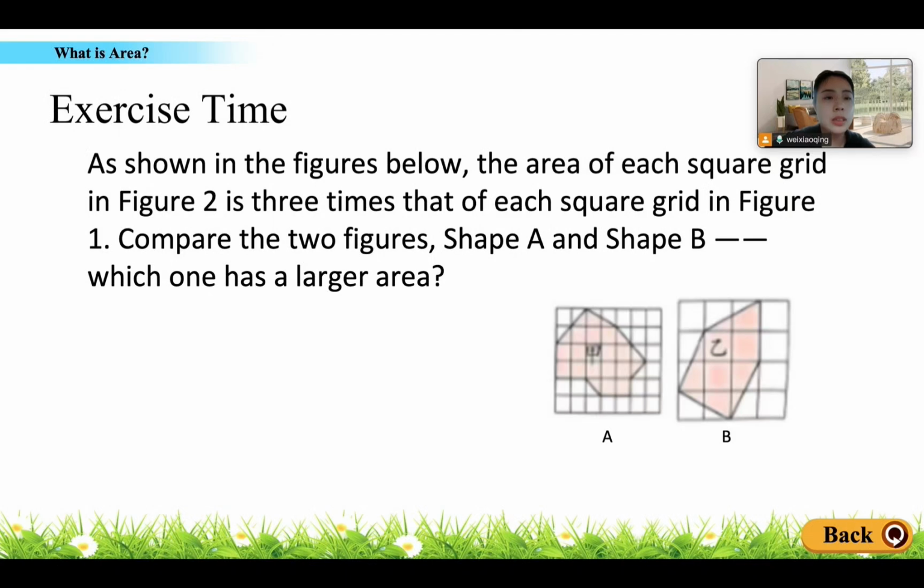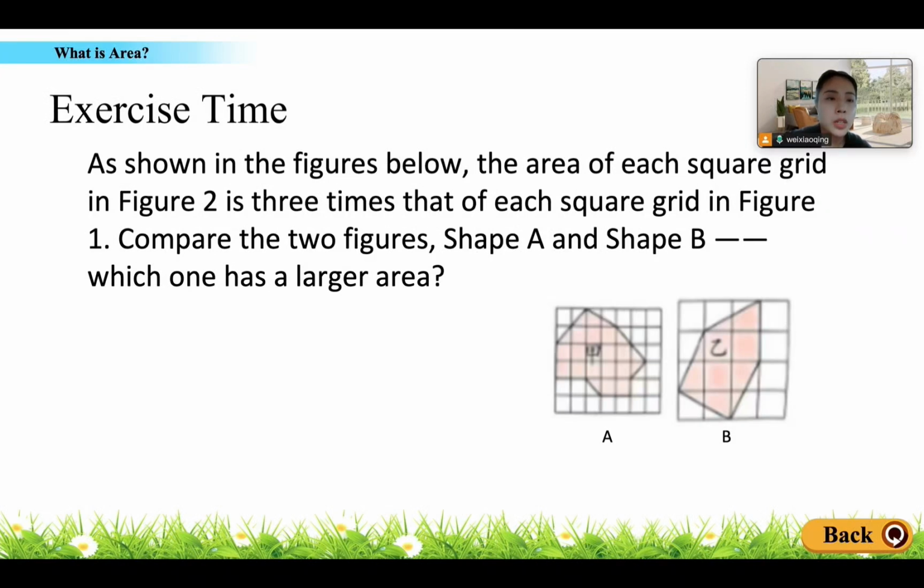As shown in the figures below, the area of each square grid in Figure 2 is 3 times that of each square grid in Figure 1. Compare the two figures, shape A and shape B. Which one has a larger area?